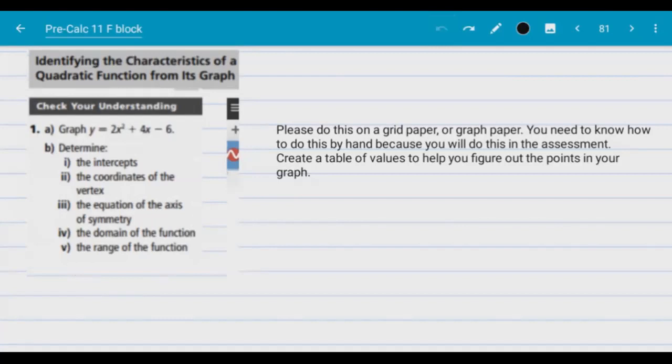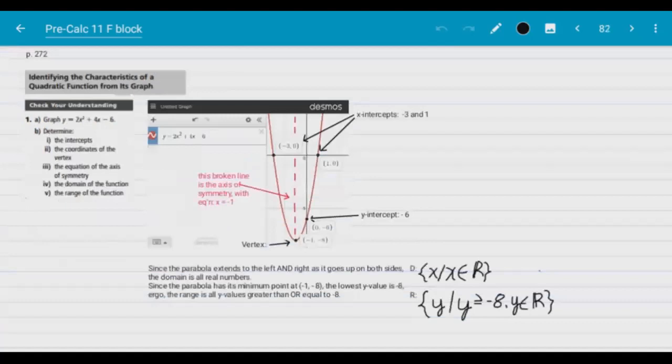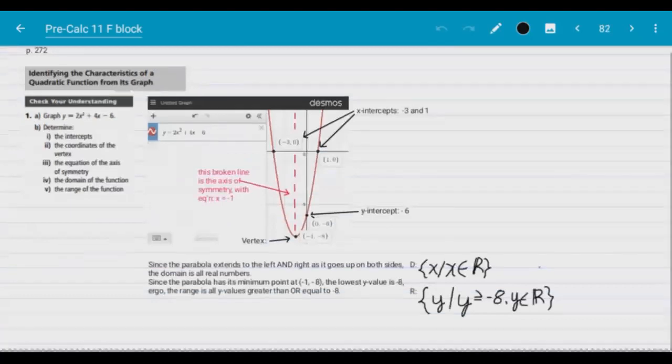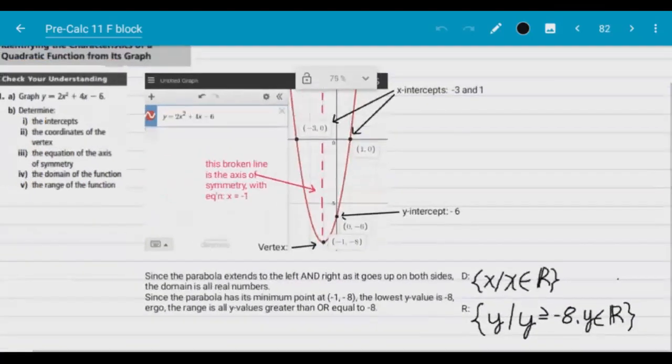All right, so let's continue. So we're looking for the intercepts, the coordinates of the vertex, the equation of the axis of symmetry, the domain, and the range of the function. Let's take a look. I already graphed it using Desmos. So I still have the question here. I just copied it, all right? But I also use Desmos for this. So as you can see, I have the graph right here.